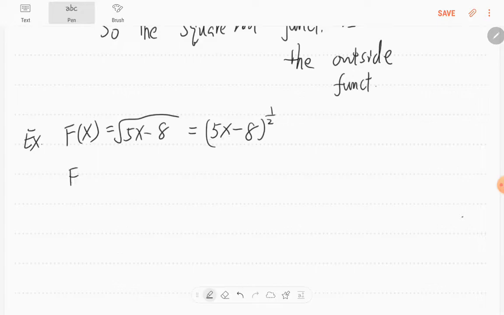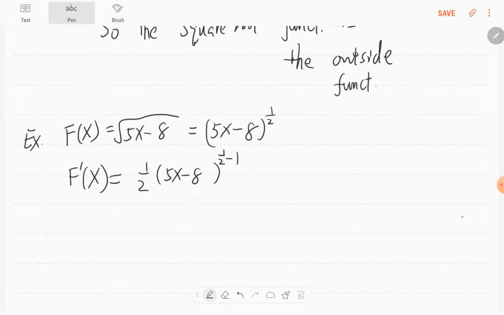So the derivative of this function, capital F, is the derivative of the outside function. The outside function is the 1/2 power, so we use the power rule. It should be 1/2 times something to the 1/2 minus 1, right? This is the derivative for the 1/2 power. Then we plug in the inside function, which is 5x minus 8. Don't stop here. We should continue, right?